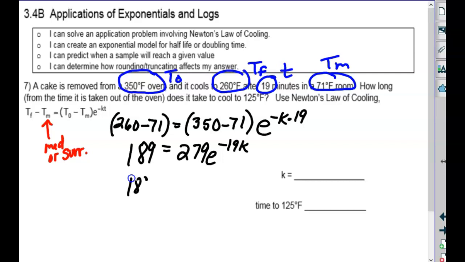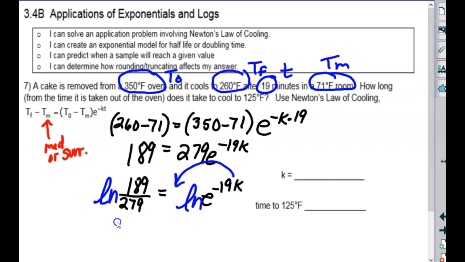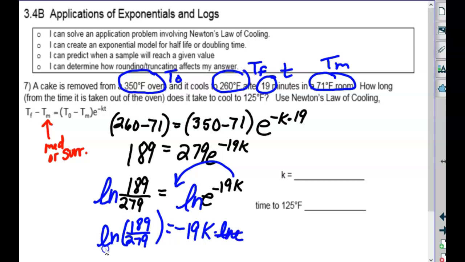Yes, and I never type it in, I just write it down. Equals e to the negative 19K. And then, because the K is in the exponent, we need to take the log of both sides. And then we can move that guy out front. So we'll have the log of 189 over 279 equals negative 19K. And we're going to have to divide by negative 19.